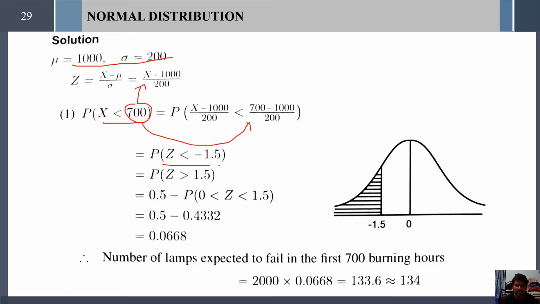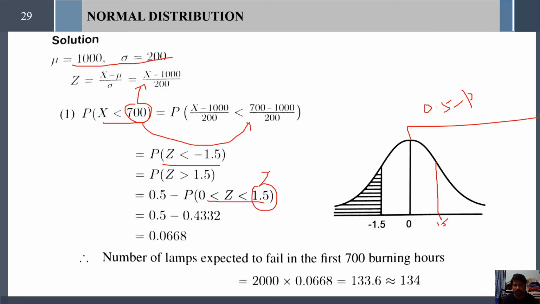That is the probability of z less than minus 1.5, and because of symmetry this can be written as the probability of z greater than 1.5. So this entire area is 0.5 minus the required probability value P of 0 less than z less than 1.5. How to calculate this for 1.5?